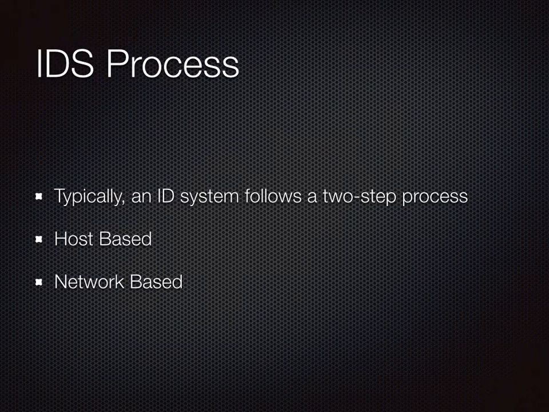The IDS process. Typically, an ID system follows a two-step process, which is host-based and network-based. The first procedures are host-based and are considered the passive component. These include inspection of the system's configuration files to detect inadvisable settings, inspection of the password files to detect inadvisable passwords, and the inspection of other system areas to detect policy violations. The second procedure is network-based and is considered the active component. Mechanisms are set in place to reenact known methods of attack and to record system responses.